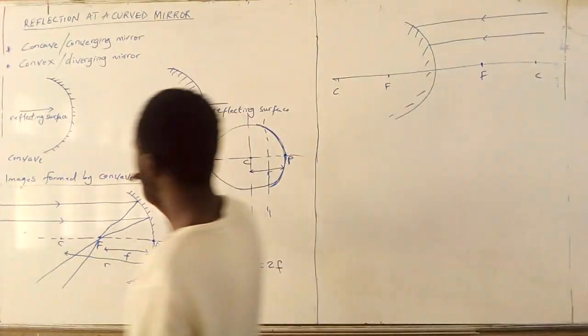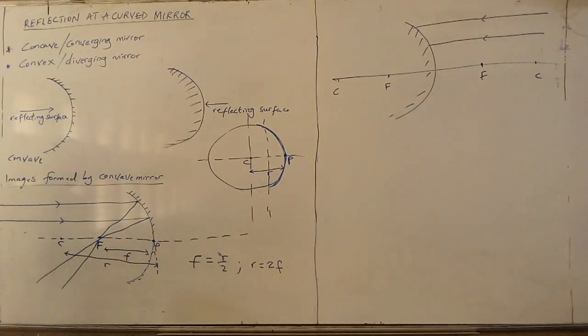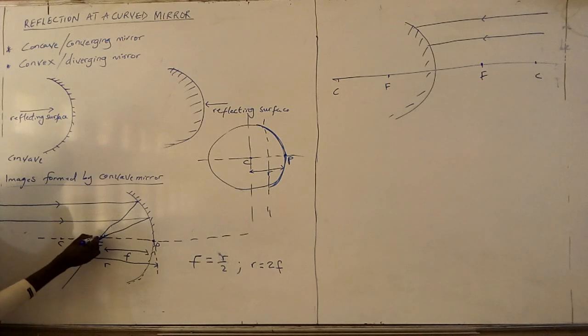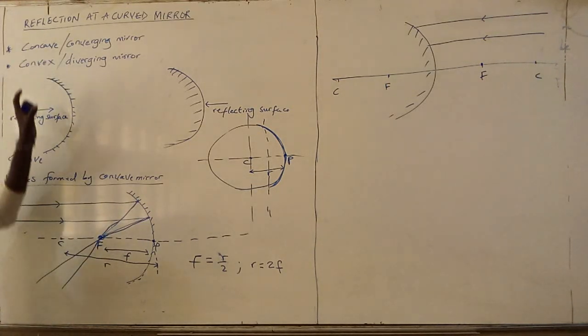Now, why do we call this a converging mirror? It is because after reflection, the rays tend to converge at this point. So they converge at this point. That's why we call it a converging mirror.